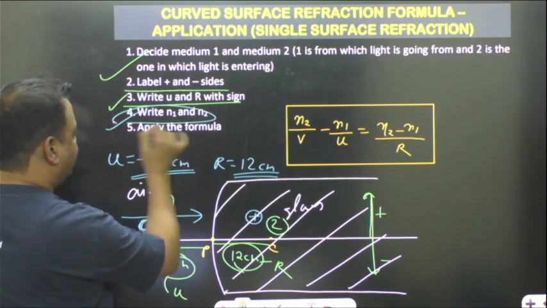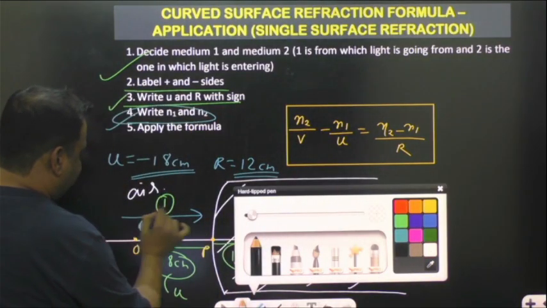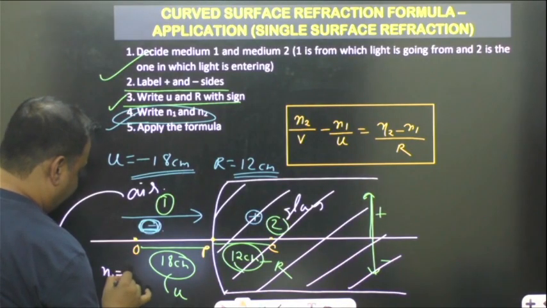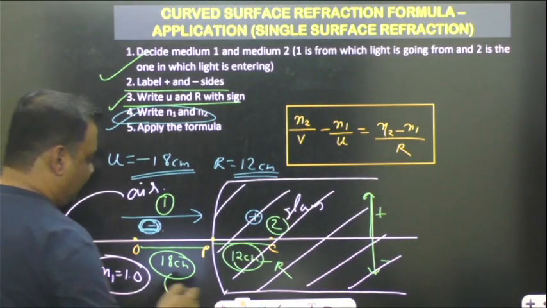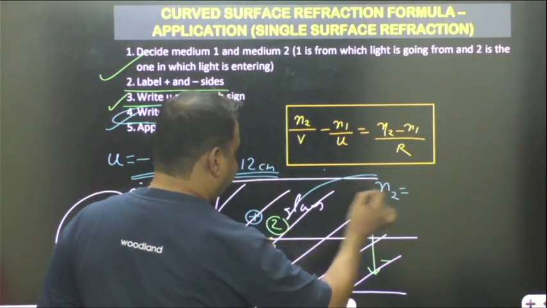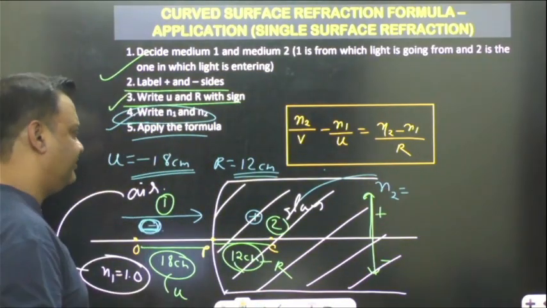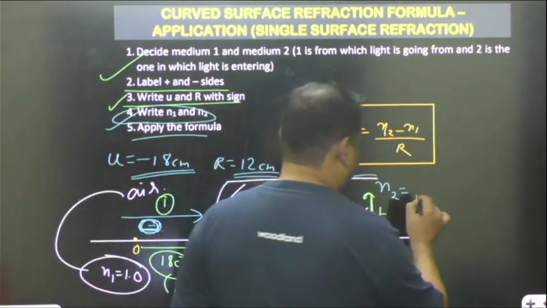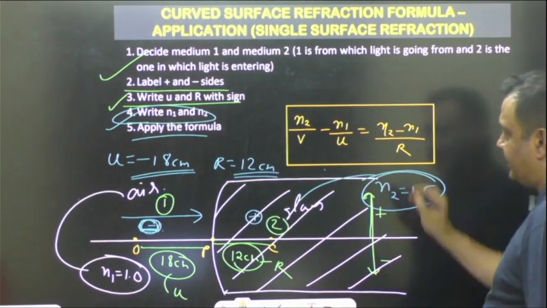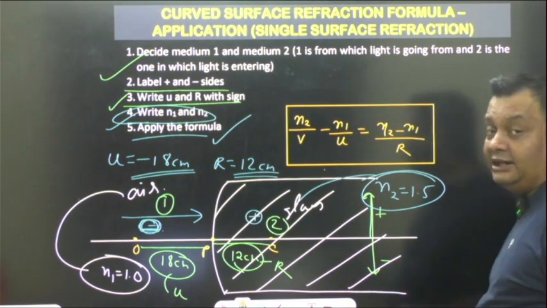Write n1 and n2. Remember, in lecture 1 we discussed what n1 will be. It is the originating light medium, so air will correspond to n1. Vacuum or air has a refractive index 1. And n2 will be the refractive index of the medium in which light is entering, so in this case glass, whatever value of glass refractive index is given in the problem. Say, just to illustrate, if it's 1.5, this will be n2. Then apply the formula with proper sign of input, and then you will get the output.